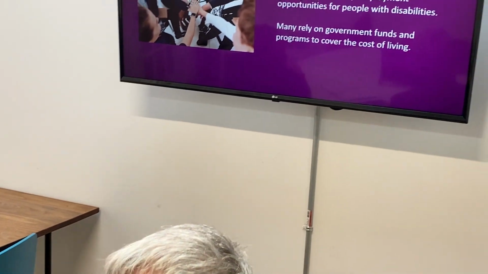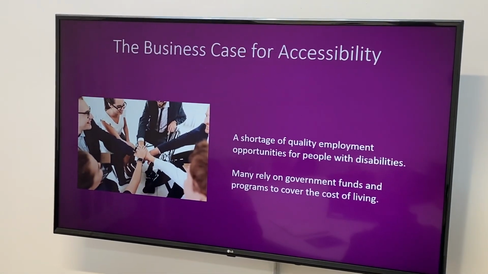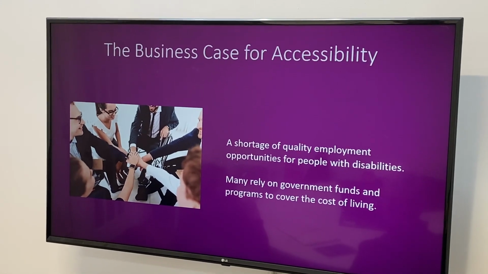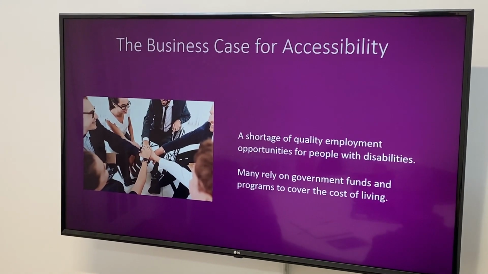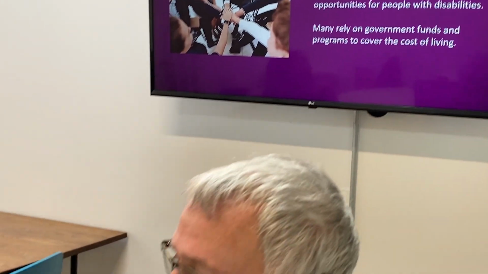Yeah, I'm looking at it and thinking the same thing, and I'm not even in the business. Obviously, because of the barriers that exist, there's a shortage of quality employment opportunities for people with disabilities, and because of that, many of them have to rely on government programs and funds to cover their cost of living. That's a very unfortunate thing.